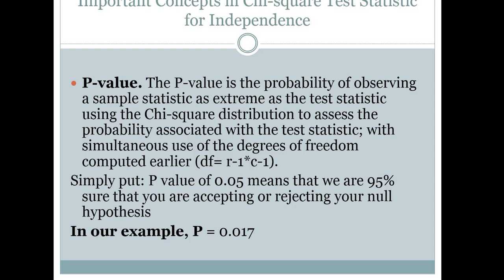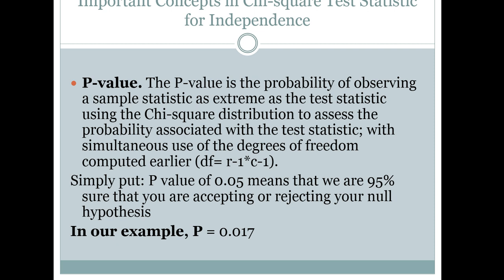How do we do this? Well, we need to simultaneously use the degrees of freedom that we computed earlier, and our answer of course was 4. We had a degrees of freedom of 4. So simply put, when we set our p-value at 0.05, we mean that we are about 95% sure that we are going to accept or reject the null hypothesis.